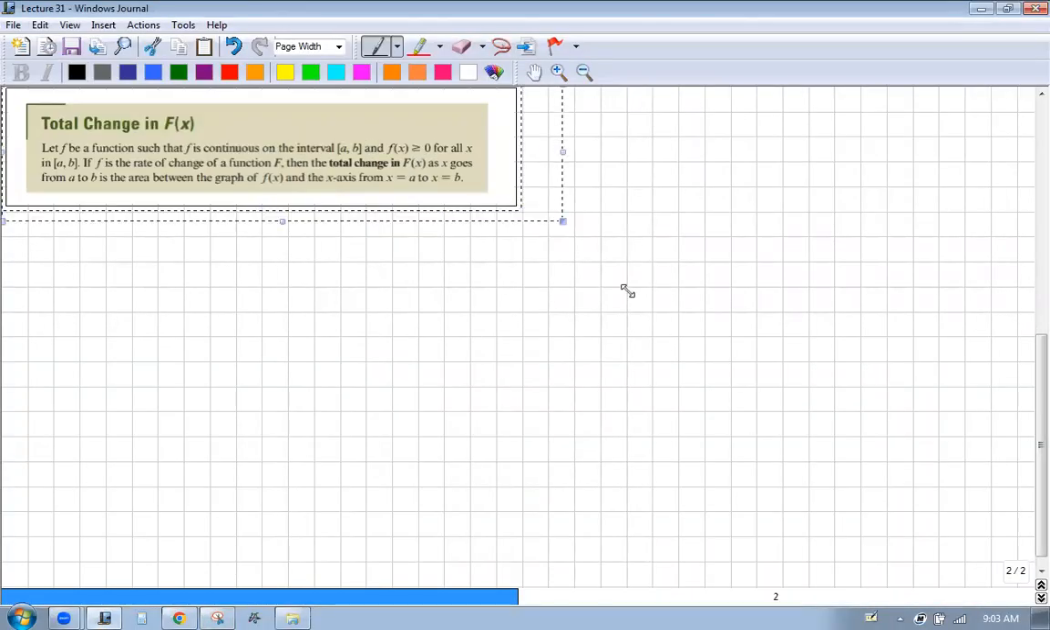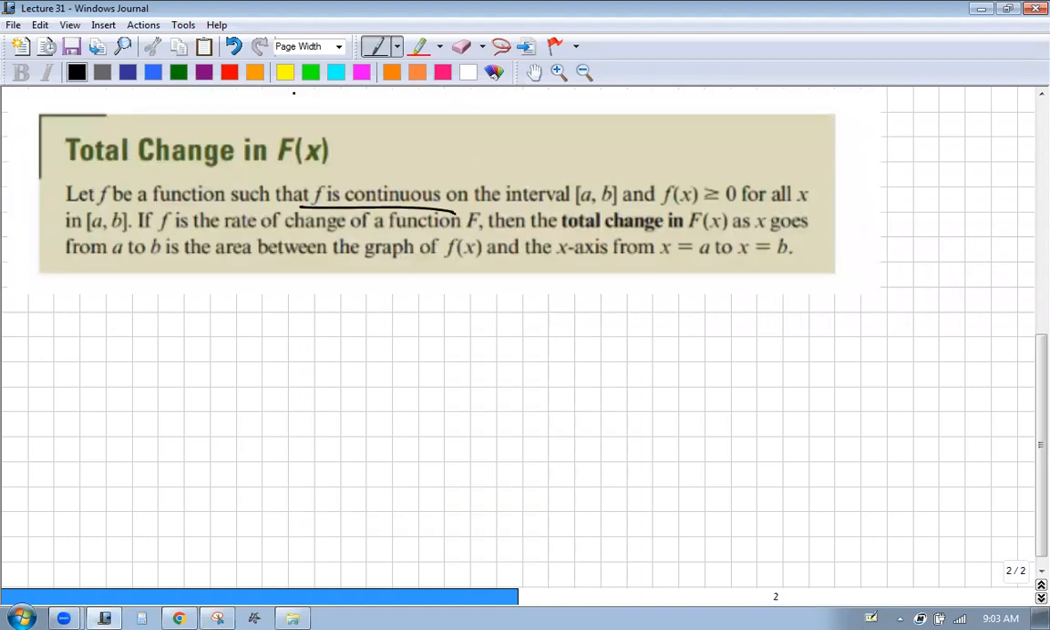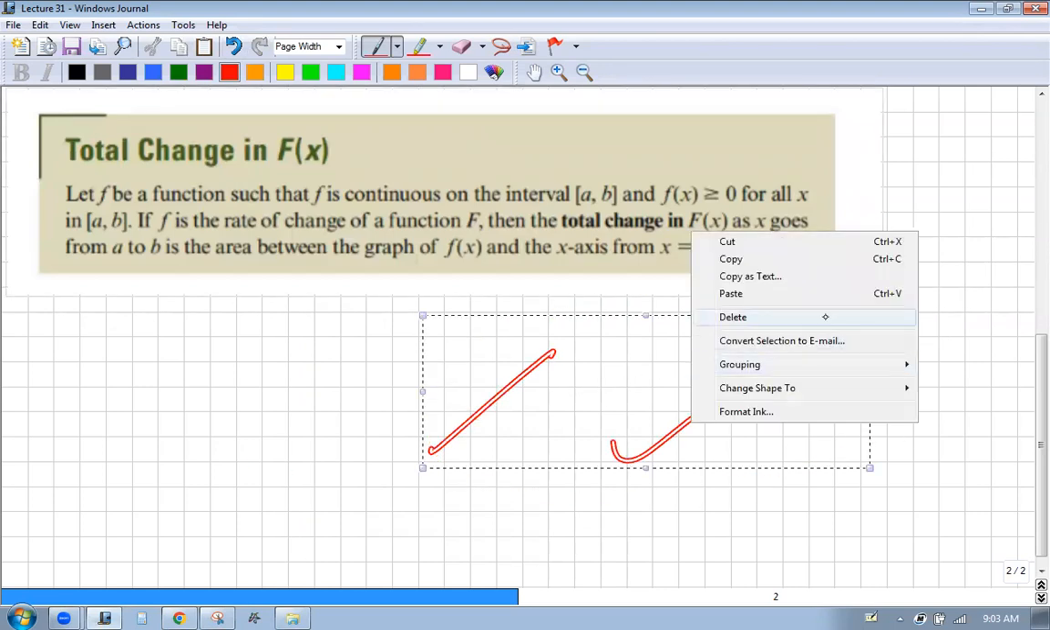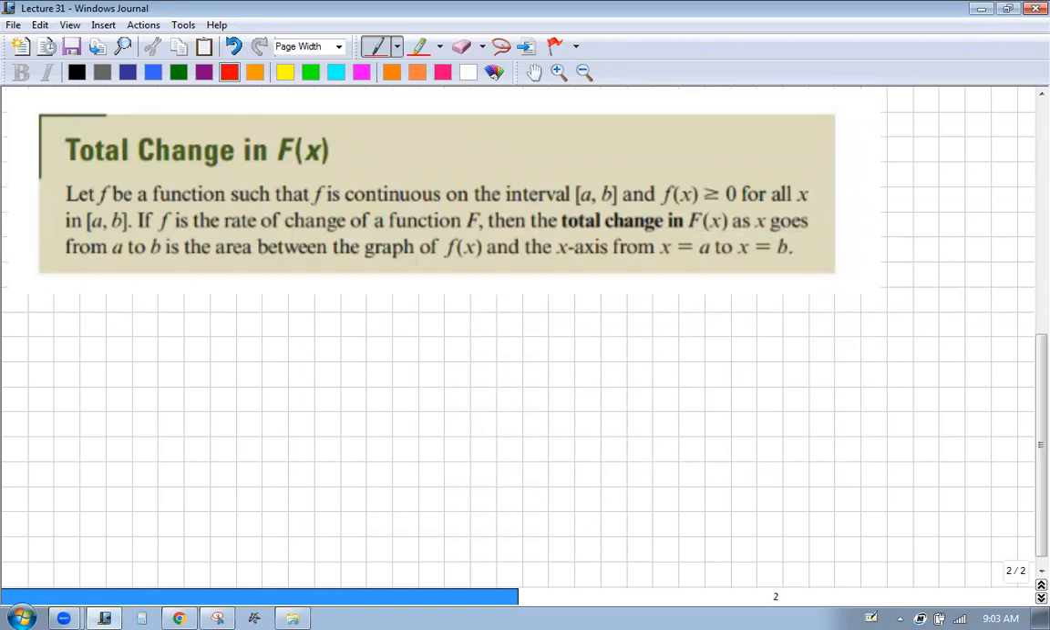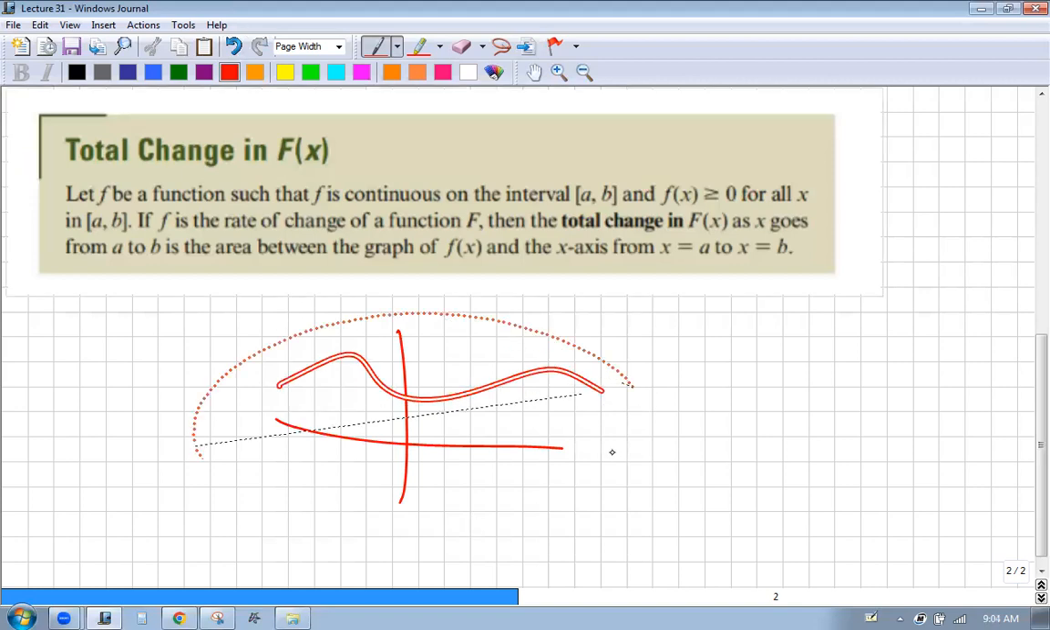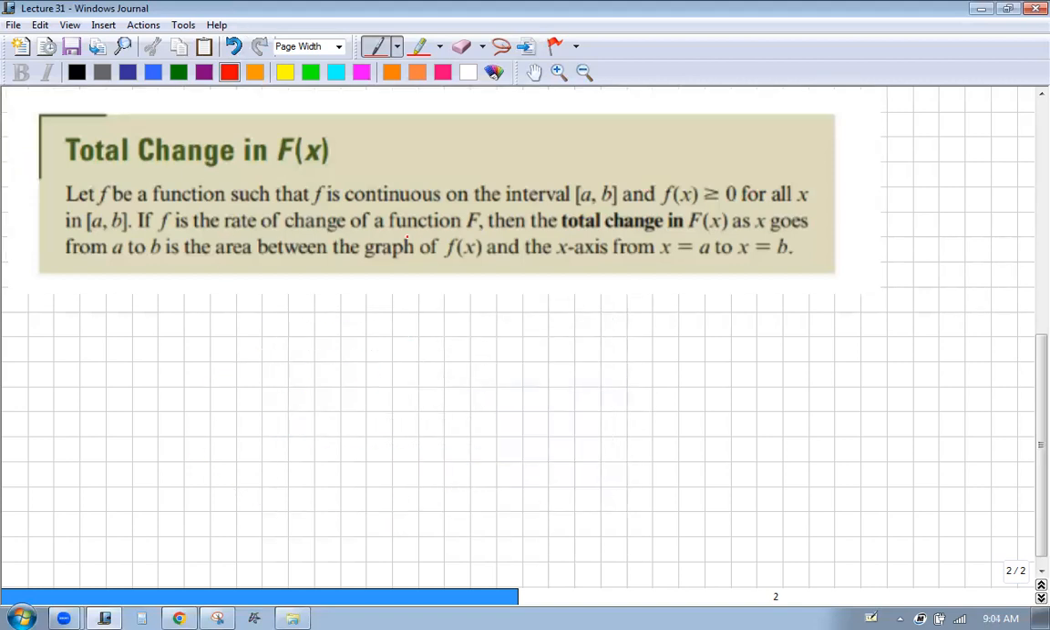Let f be a function that is continuous. All of our functions are continuous in here, right? We don't like functions that do this or have weird jumps, okay? On a closed interval, consider f to be positive. That means it's above the x-axis, all right? If f is the rate of change of a function, big F, so little f is the derivative of big F, they're using x here.